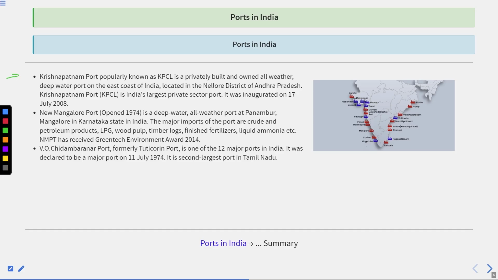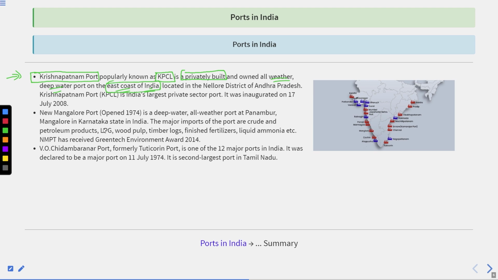Then we have the Krishnapatnam port. This Krishnapatnam port is also known as KPCL, Krishnapatnam Port Corporation Limited. It is actually a privately built and owned all-weather deep water port on the east coast of India. All-weather means it could be used in summer, in the rainy season, in winter, in any other season. There would be no difficulty in accessing this port, so that's why it is known as the all-weather port, and it lies on the east coast of India.